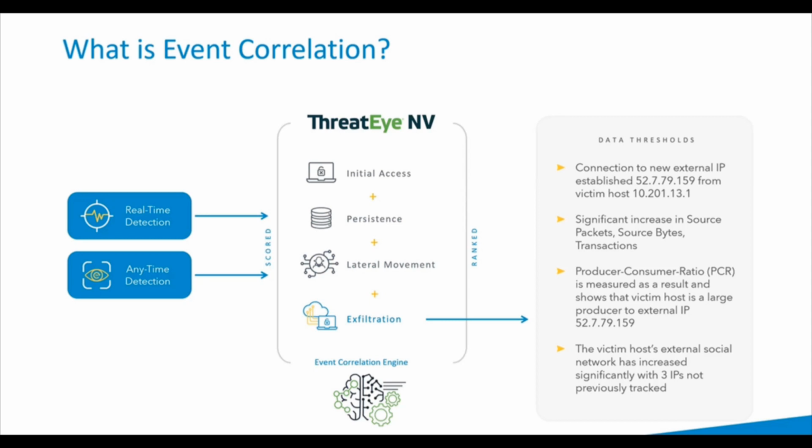Our producer-consumer ratio, which I mentioned earlier, is showing that the host is becoming a large producer when maybe they're normally a large consumer, as most users are. Most users don't send or upload lots of data. Most users consume data. And then, of course, like I mentioned before with click analysis, we have the victim host external social network has increased significantly than normal with the 3 IPs mentioned in this use case.